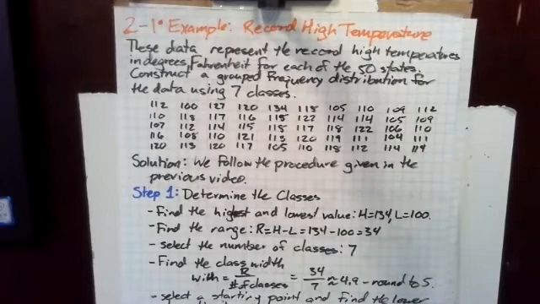And finally, we find the class width. Well, the width is going to be the range divided by the number of classes. So that's 34 divided by 7, which is about 4.9, and we'll round that off to 5. Now we select a starting point and find the lower class limits, which will be 100, 105, 110, and so forth. And the upper class limits will be 104, 109, 114, and so forth.